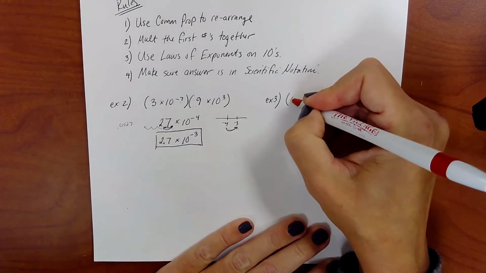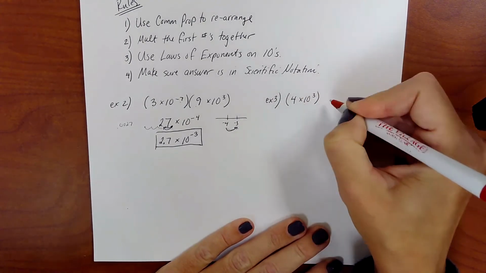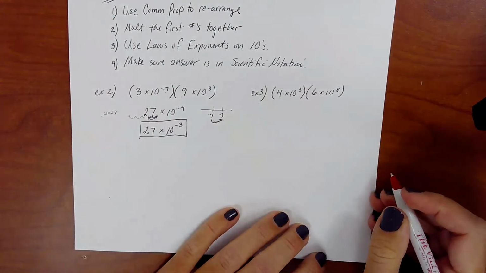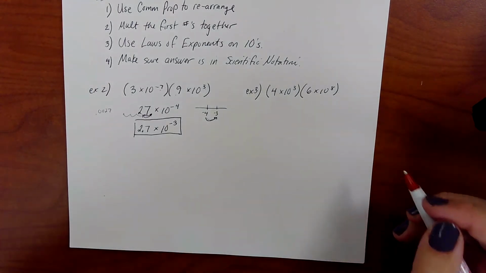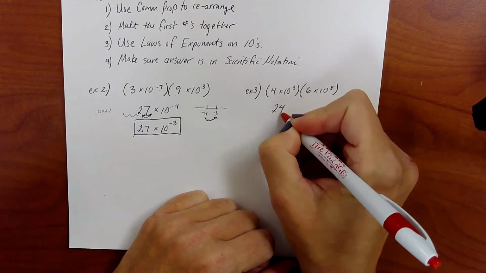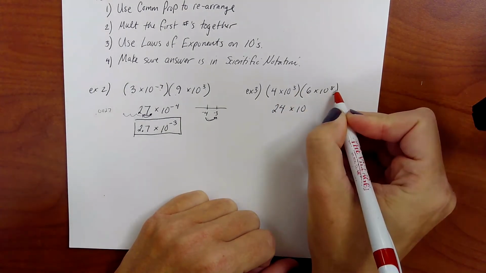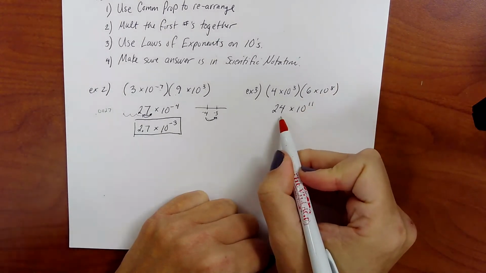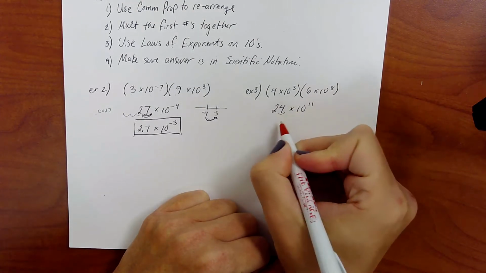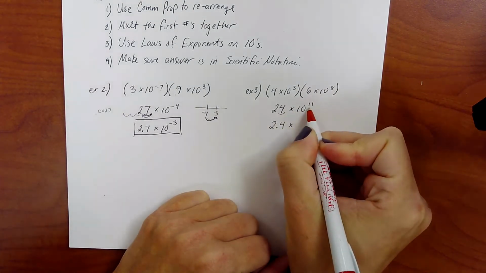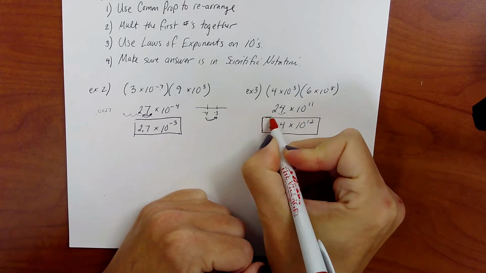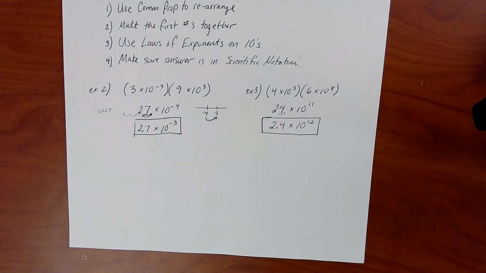All right, try another one here. 4 times 10 to the third and 6 times 10 to the eighth. Why don't you pause it and see if you can do this one? Did you really pause it? All right, I hope so. 4 times 6 is 24. 10 to the third times 10 to the eighth is 10 to the 11th. Is my answer in scientific notation? No. Here was the decimal. I'm moving it once to the left, so I need to move my exponent up once to the right on the number line. So 2.4 times 10 to the 12th.